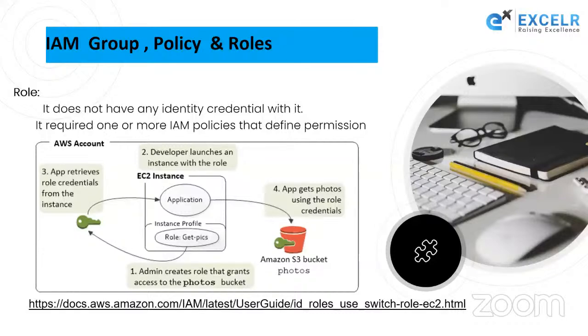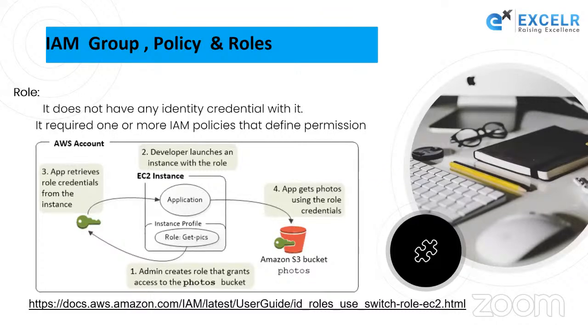Now, the application on the EC2 instance is going to try to retrieve the photos from that S3 bucket. When it tries to do that, it is going to check what permissions it has on the S3 bucket. And if that role gives it permission to the S3 bucket, then it will be able to get the photos using the role credentials.